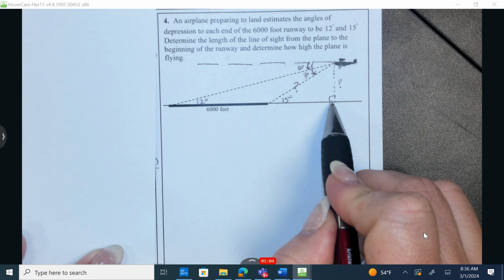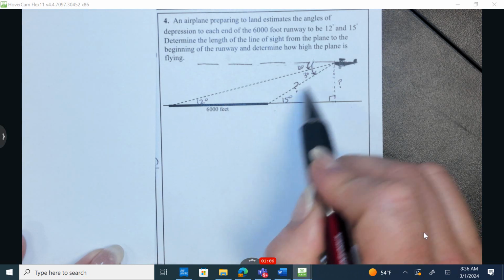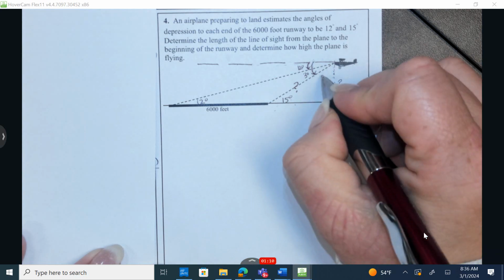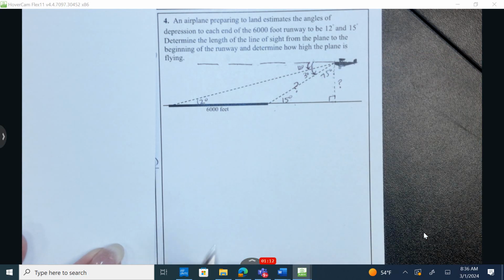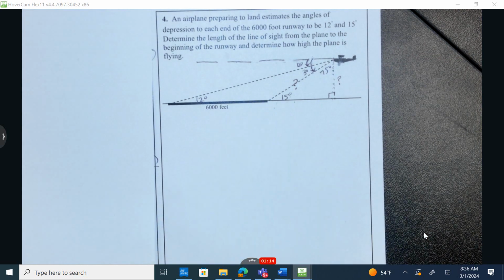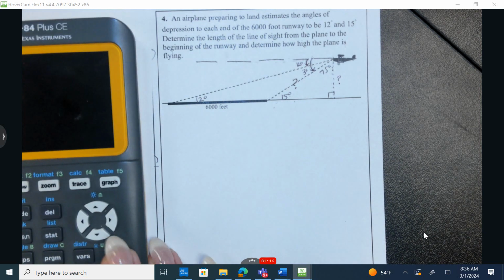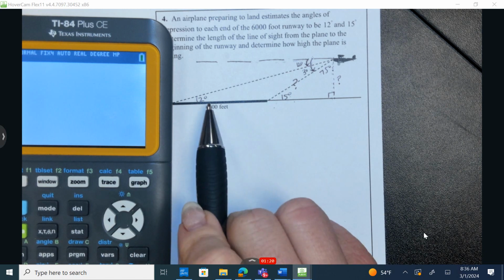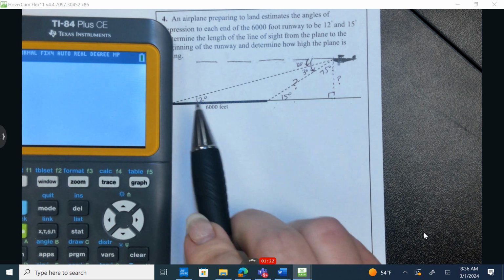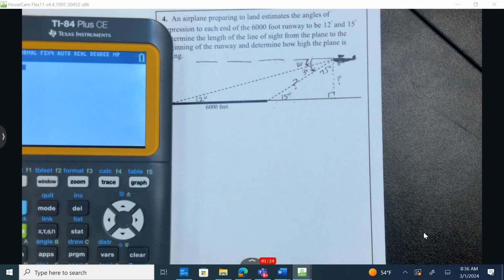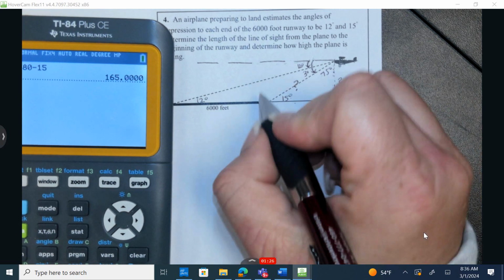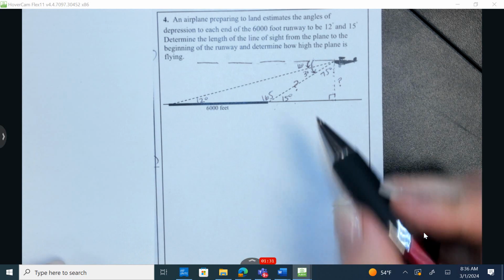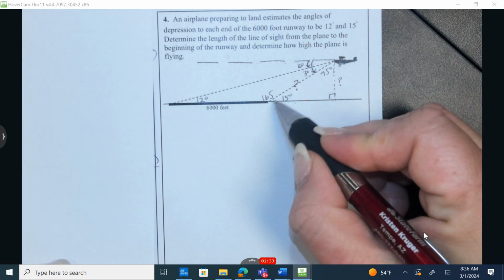Now I do have a right triangle here, so I know that these two angles have to add up to 90. If I take 90 and subtract 15, I end up with 75. And now I can easily figure out this angle because I have two other angles. So I know that 12 plus 3 is 15, and I can take 180 minus 15 to end up with 165.